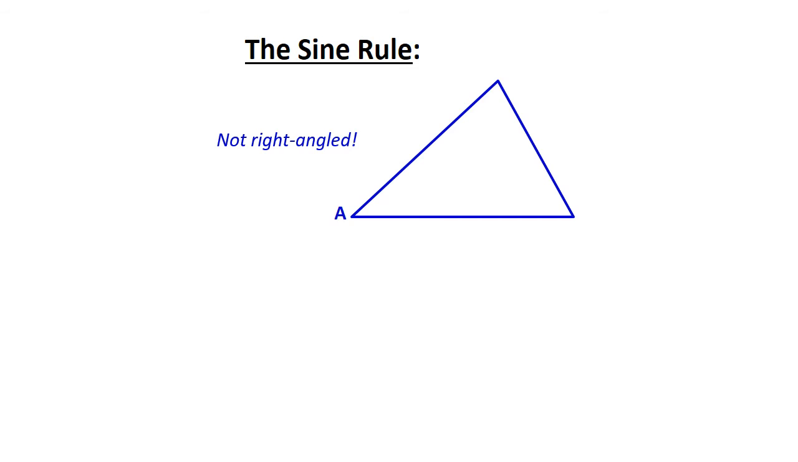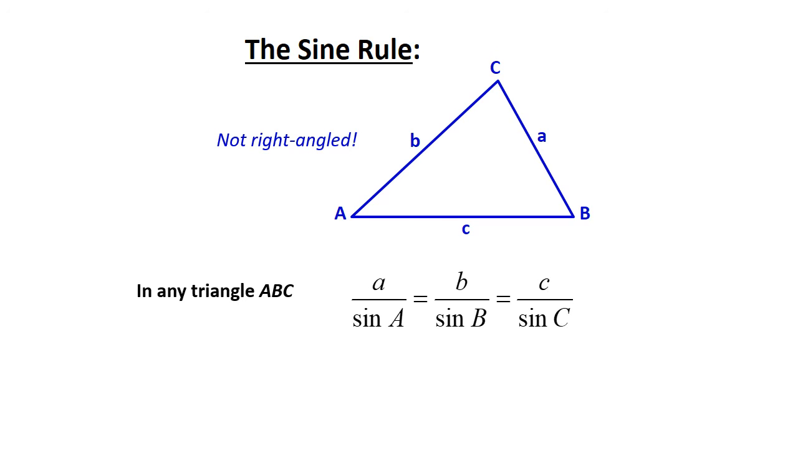So it's not right angled. I can see this triangle. Now in any triangle, the ratio of A divided by sine of A is the same as B divided by the sine of B, and C divided by the sine of C.